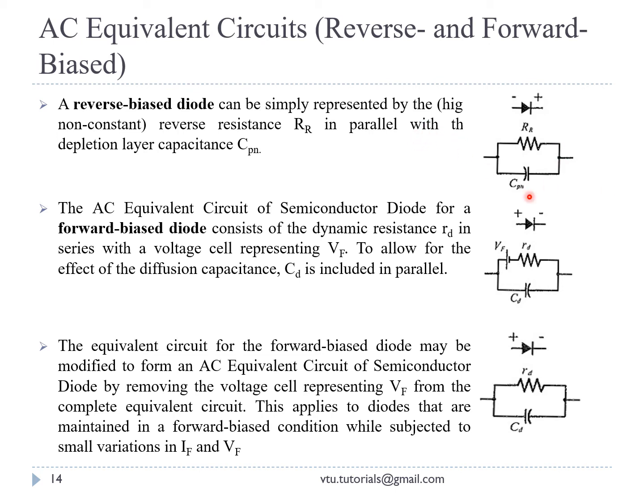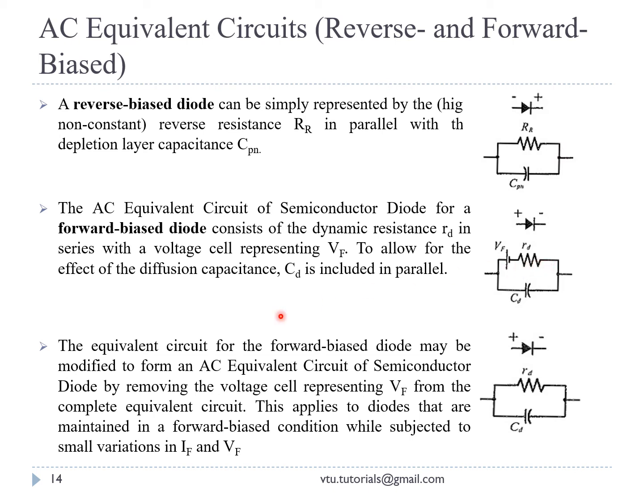Then, for the equivalent circuit of a forward biased diode, there exists a dynamic resistance RD. For a forward biased junction, you have a dynamic resistance RD, which is the opposition to the flow of forward current, in series with the voltage cell VF. This will be the equivalent circuit. With that, there will be a parallel diffusion capacitance CD.